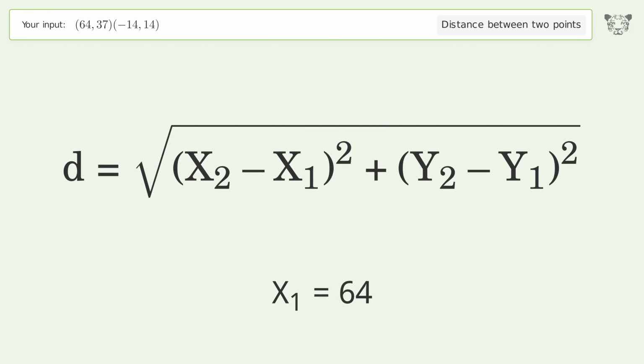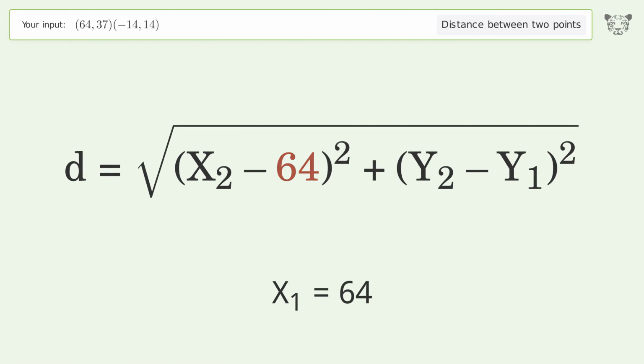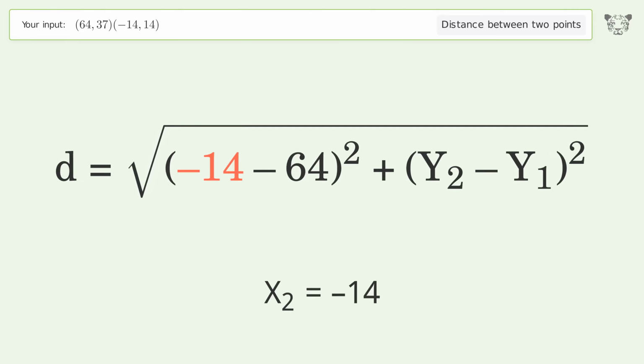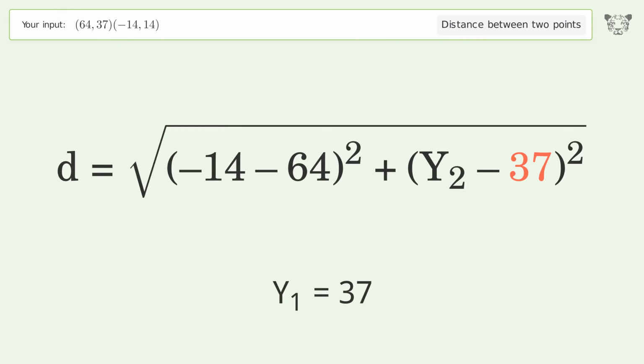x1 equals 64. x2 equals negative 14. y1 equals 37. y2 equals 14.